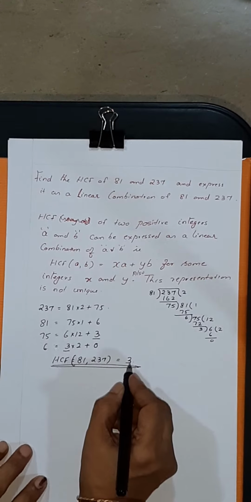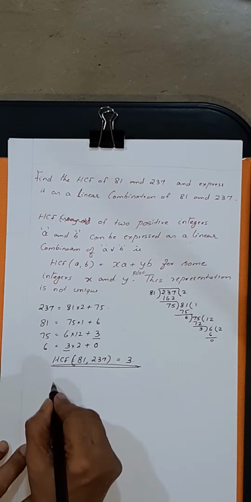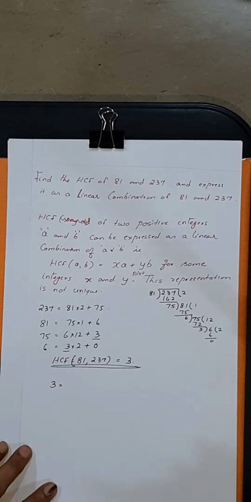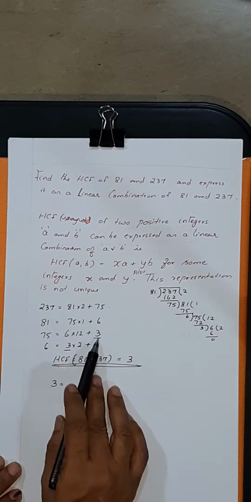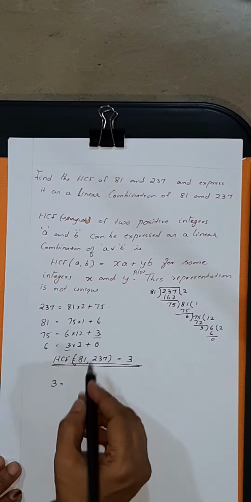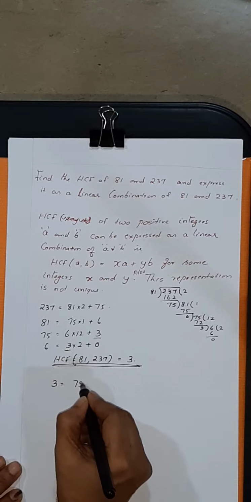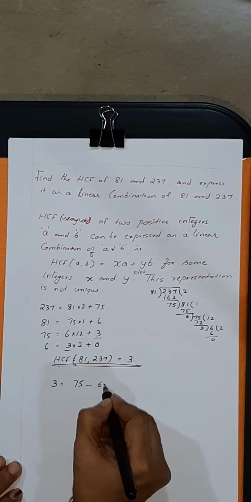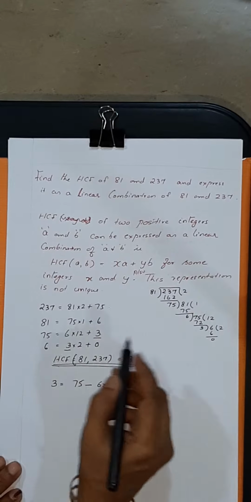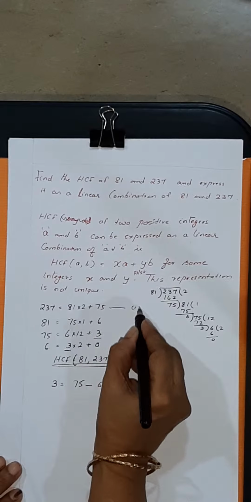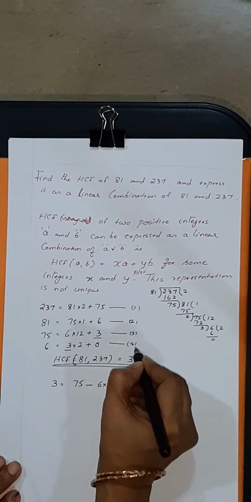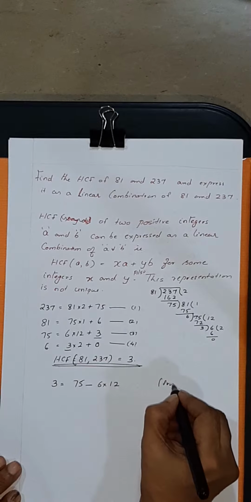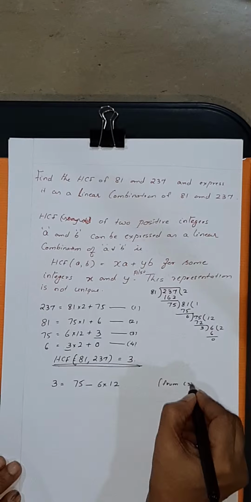So we'll start with 3. From here we will take it out. So we will write 3 is equal to 75 minus 6 into 12, from this step. So I'll number the steps as 1, 2, 3 and 4. So this is from step 3.